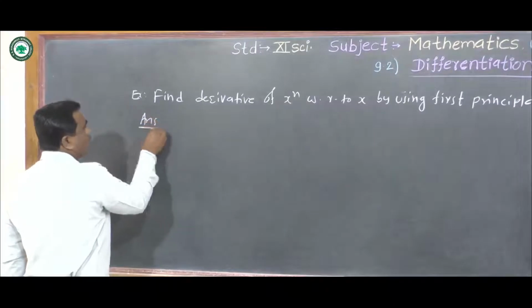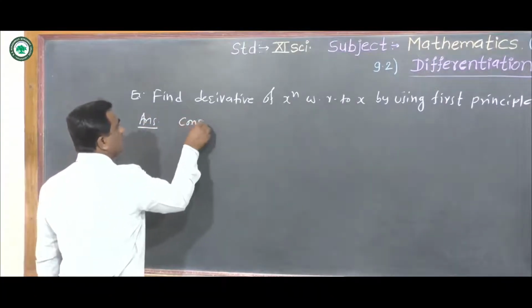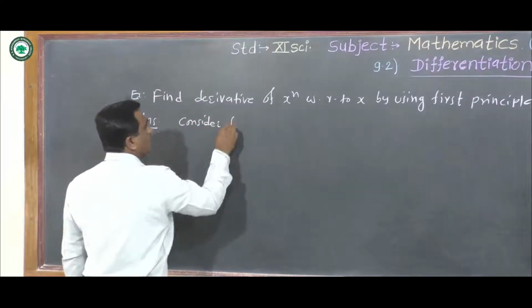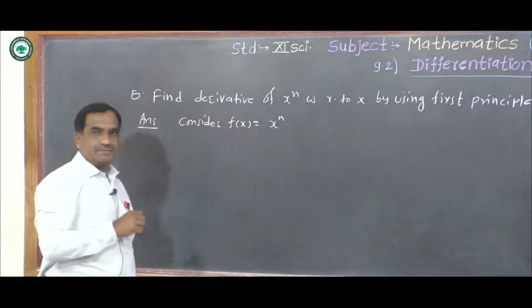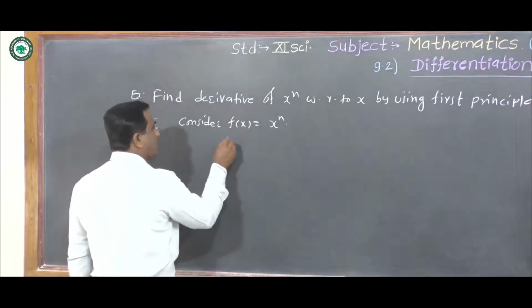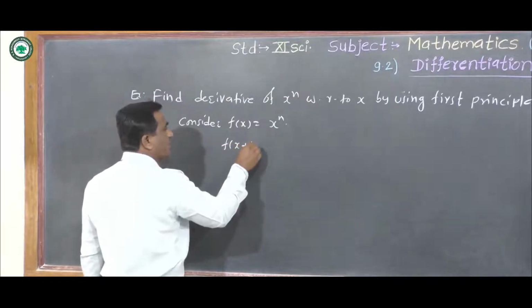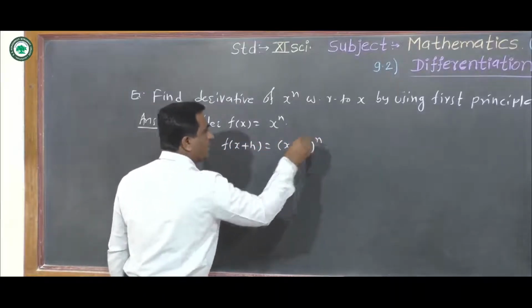This is a power function, x raised to n. Consider f of x is equal to x raised to n. Put here x equal to x plus h, then we get f of x plus h is equal to (x plus h) raised to n.